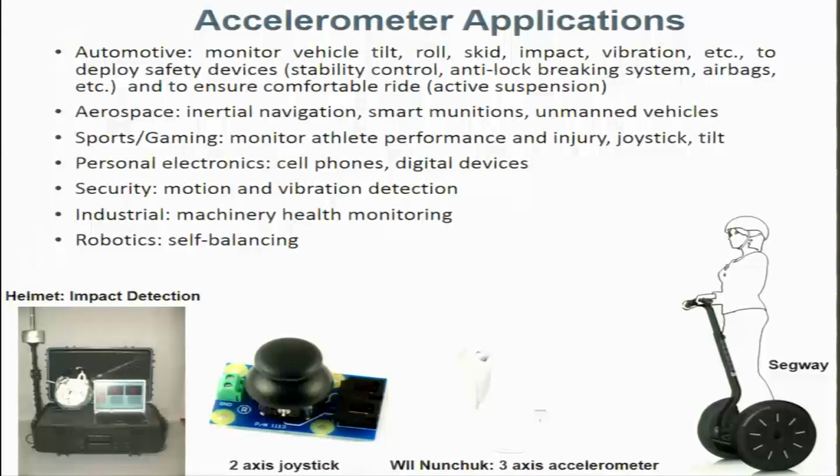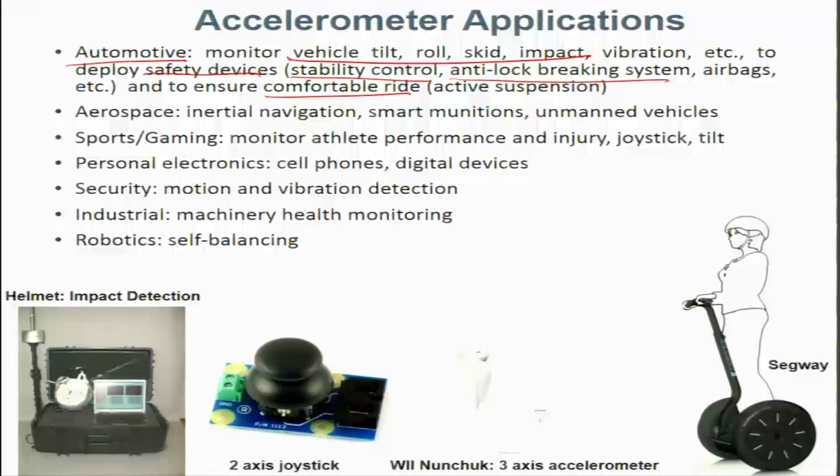Now, there are various applications to which accelerometers could be used. A lot of it goes into automotives. Typically accelerometers are used to monitor vehicle tilt, roll, skid, impact, vibration, and are used to open and close many safety devices. For example, stability control, anti-lock braking systems, airbags, they are all initiated and actuated through accelerometers. And the purpose of all this is to give a comfortable ride feeling to the passenger.